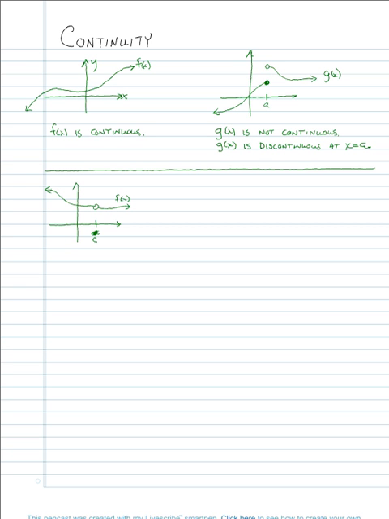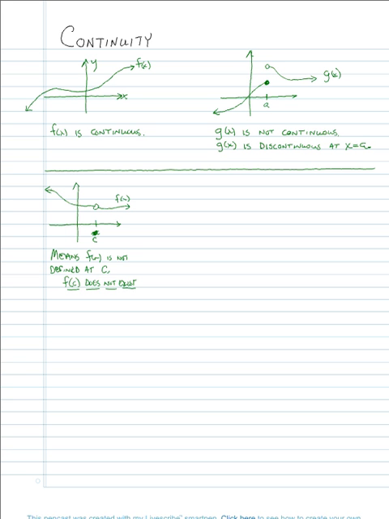And that hole being there means that f of x is not defined at c. In other words, f of c does not exist. That's what that graph is telling us, that there's no y value when x is c, or f of c is not defined. Another way to say that.